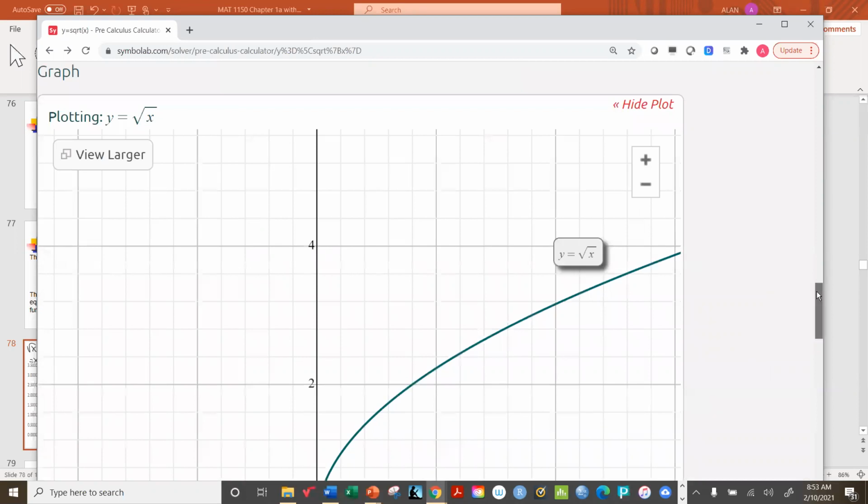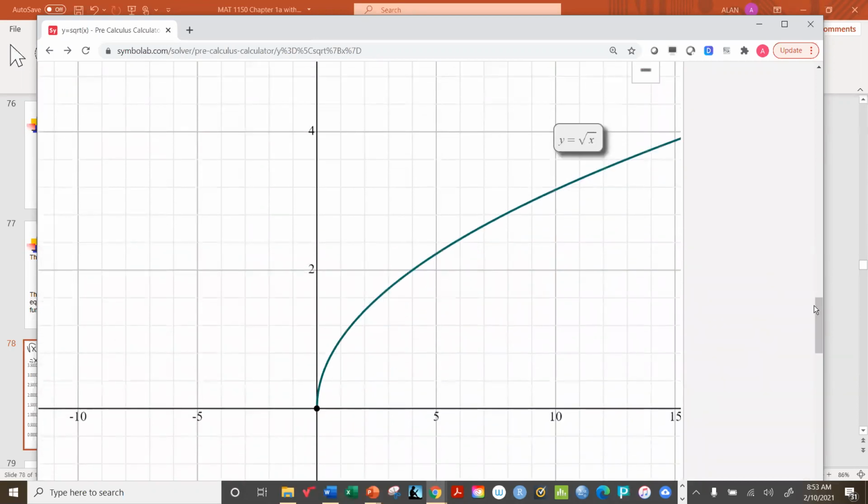And yeah, exactly. You can see now, of course, the actual function is much smoother than what we're seeing in Excel. But yeah, this is what it's looking like. It's all restricted to the first quadrant, and the slope is steadily decreasing.